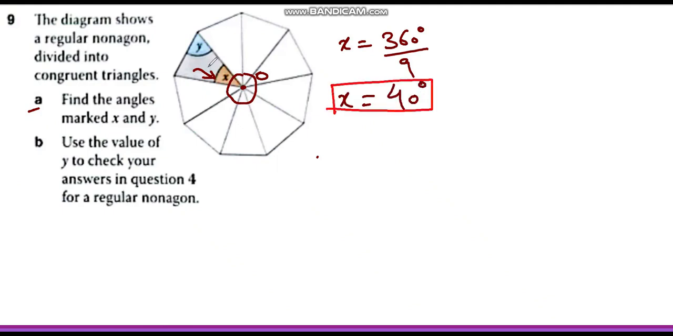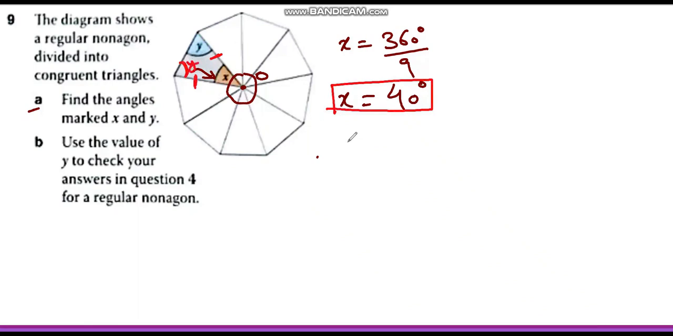Now, as it is given that all the triangles are congruent, their corresponding sides are equal. So if we consider these two corresponding sides of this triangle, then we can also say that the triangles are isosceles, which means their base angles will also be equal in size. So this can also be considered as y.